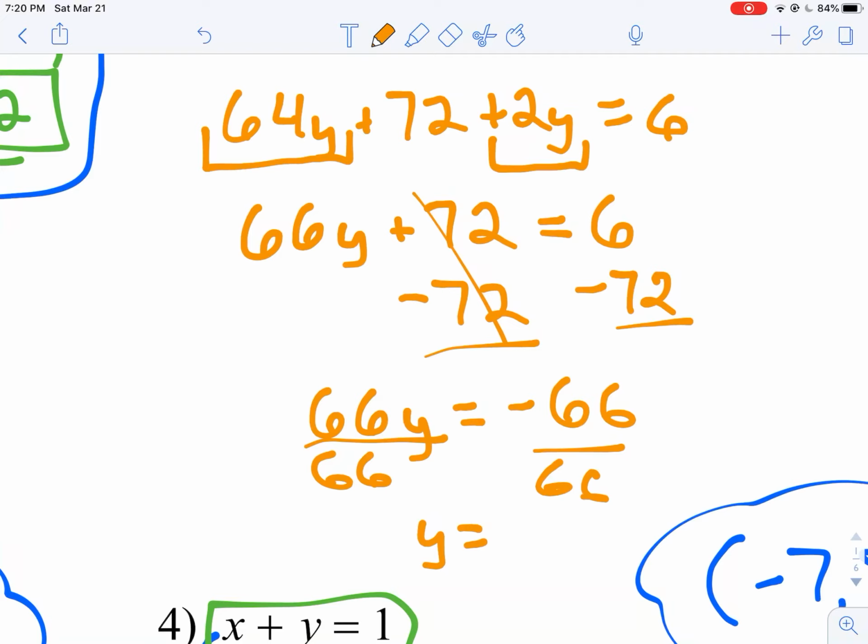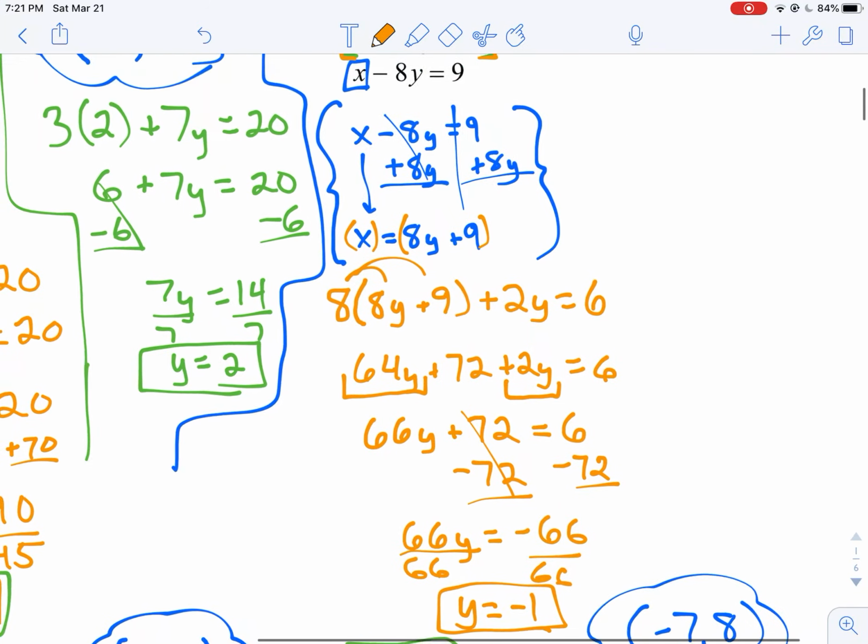All right, so once you've found either y or x, it doesn't matter which one you find first, as you could tell. The last one we found x first. This one we found y first, but that does not matter. Find whichever one works out easiest first. Okay, so y is negative 1.